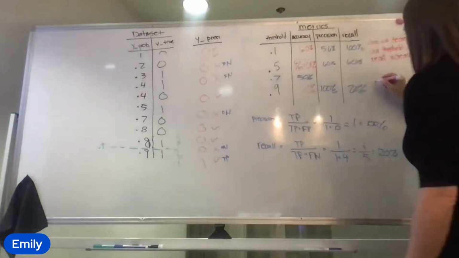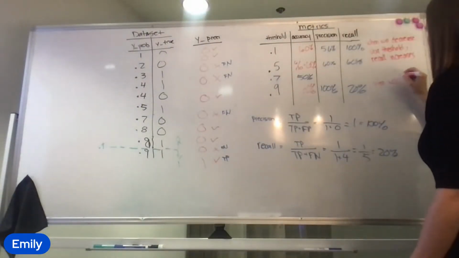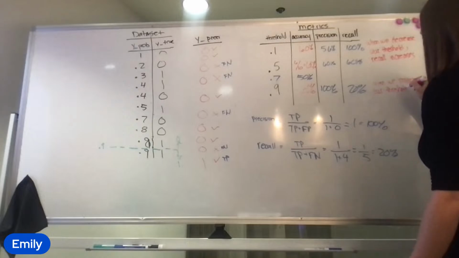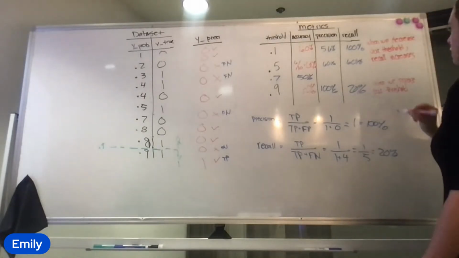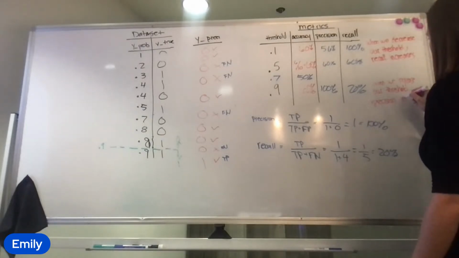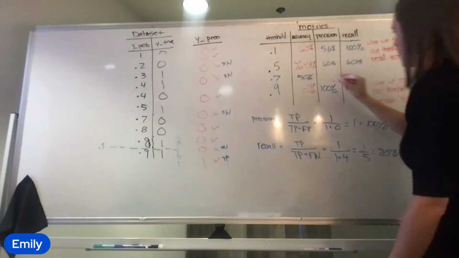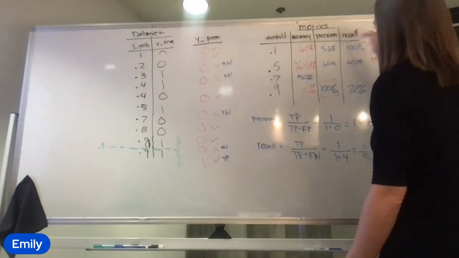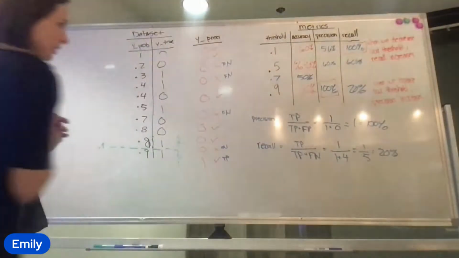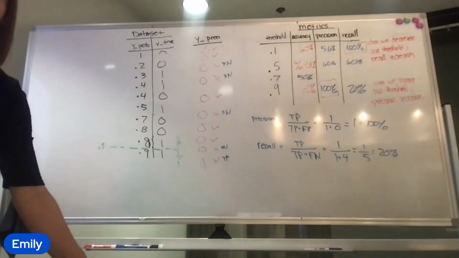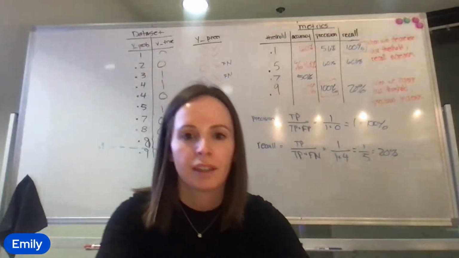So when we increase our threshold, our precision increases. When we decrease our threshold, our recall decreases. Okay, hopefully that was helpful to you guys and kind of grounded that a bit.